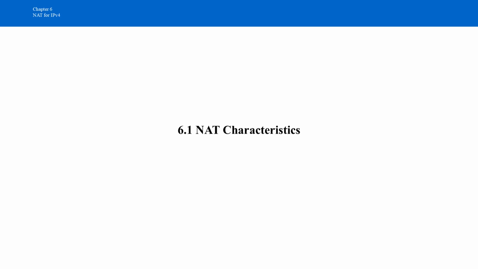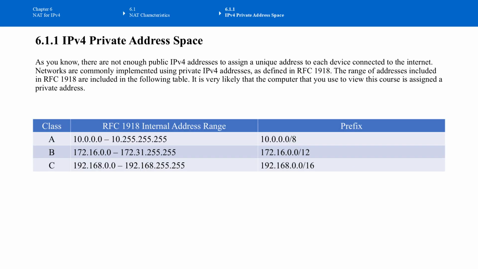Let's start with 6.1, the NAT characteristics. As you know, the IPv4 addresses are very limited. There are simply not enough public IPv4 addresses to assign a unique public address to every computer, smartphone, printer, and also the IoT devices connected to the internet. To solve the problem, most organizations and home networks use private IPv4 addresses.